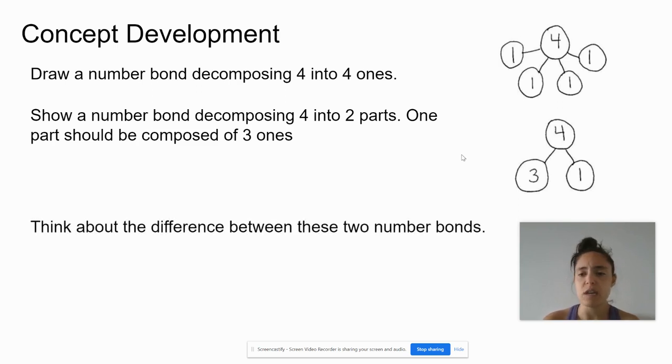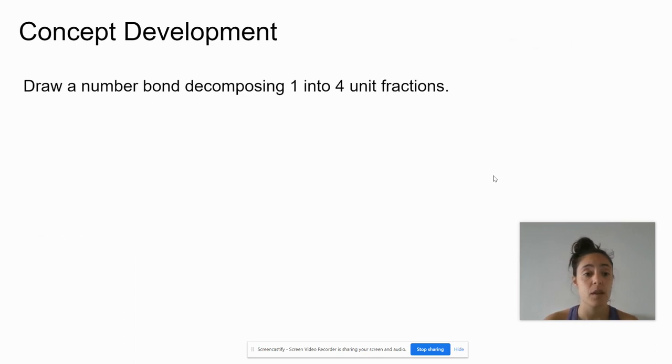So now I want you to think about the differences between these two number bonds. Take a moment, pause the video, and think, okay, what's the difference between this one and that one? So if you're thinking about it, pause the video, but I'm going to keep on going. So really the difference is that I have this first number bond broken into groups of 1, and this one has a group of 3 plus 1 over here, which gives me a total of 4.